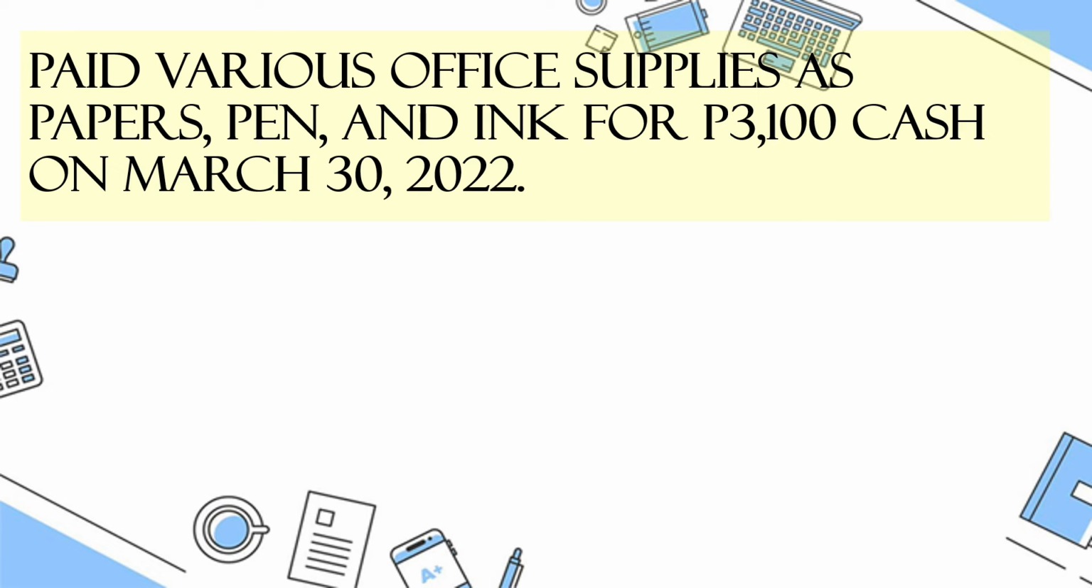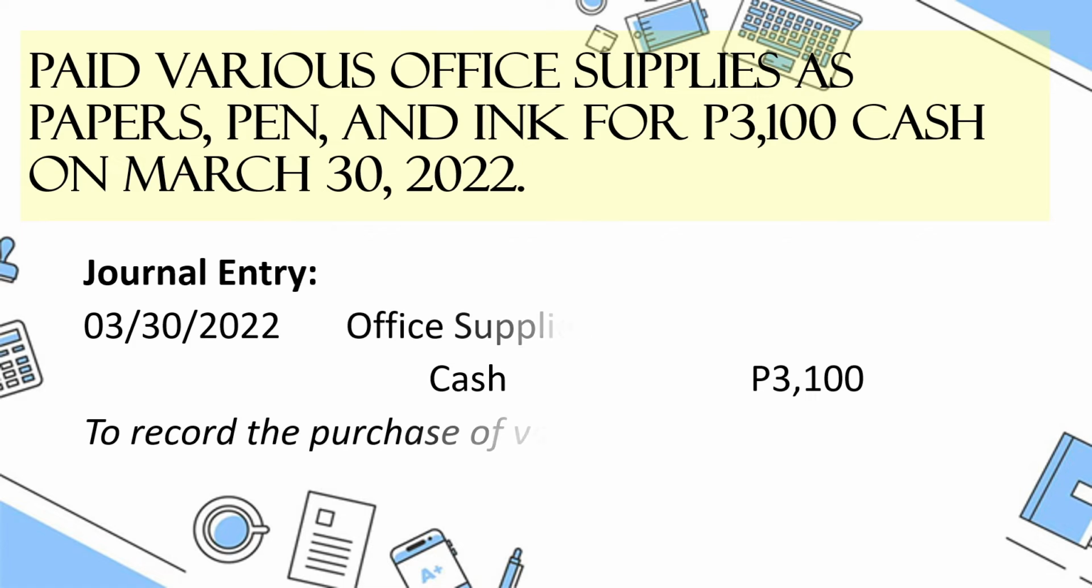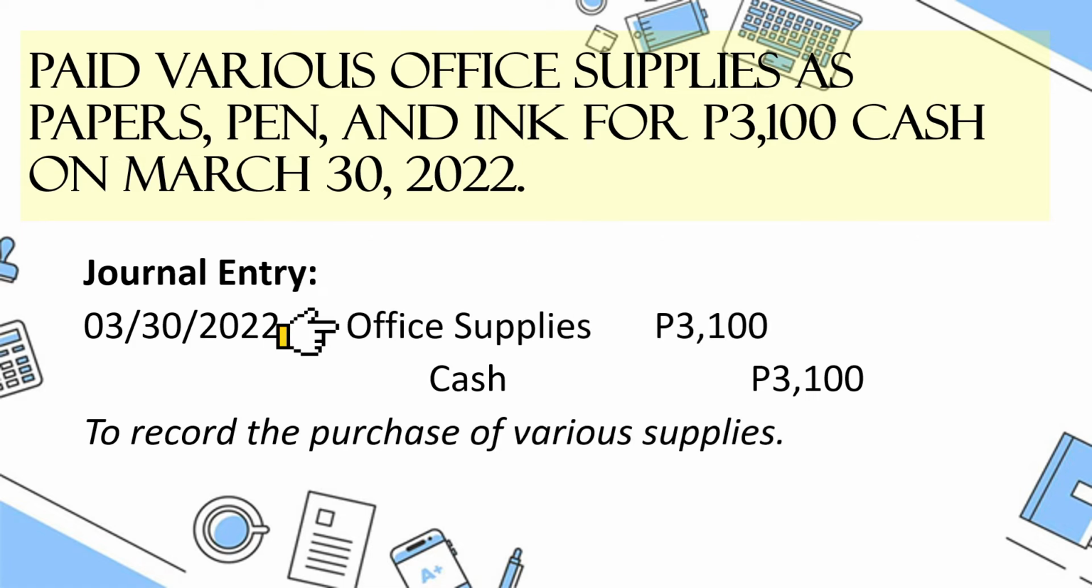Next, paid various office supplies such as papers, pen, and ink for 3,100 cash on March 30, 2022. The journal entry for this one is a debit to office supplies for 3,100 and a credit to cash for 3,100.